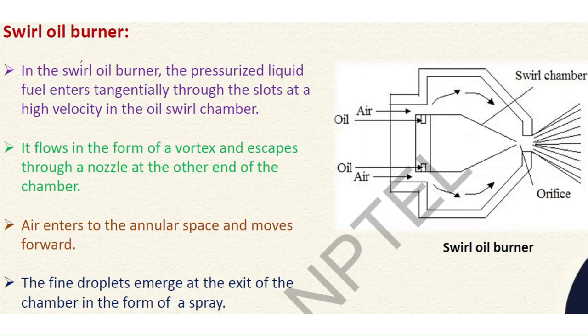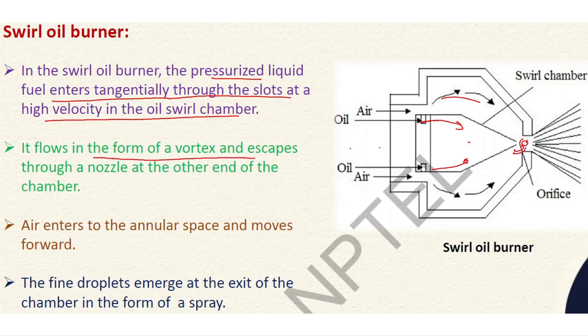Coming on to the swirl oil burner. In the swirl oil burner, the pressurized liquid fuel enters tangentially through the slots at high velocity in the oil swirl chamber. So here we can see this oil enters tangentially into the slots, and air is entered from here, and at this point, mixing of this oil and air takes place.